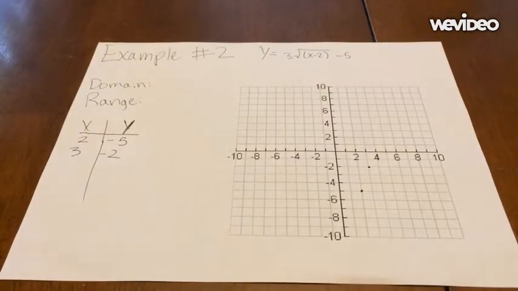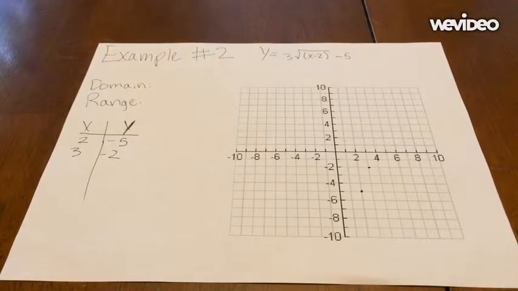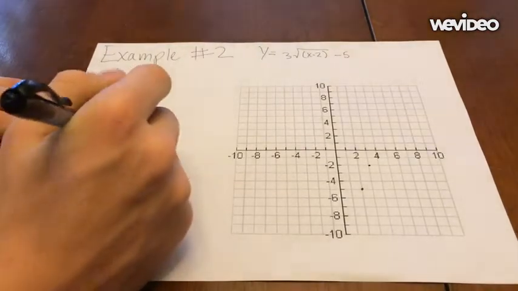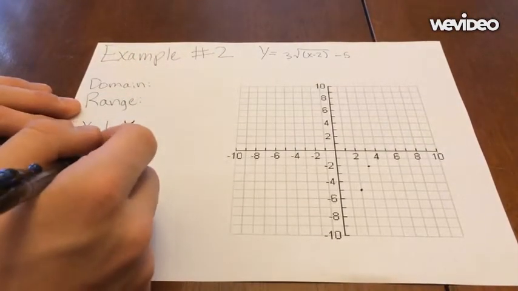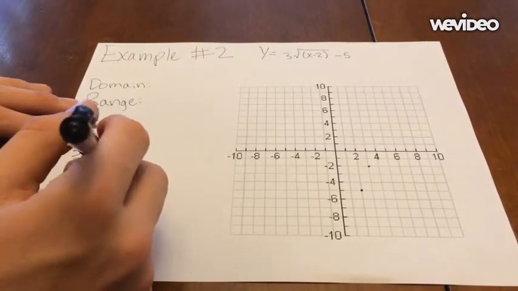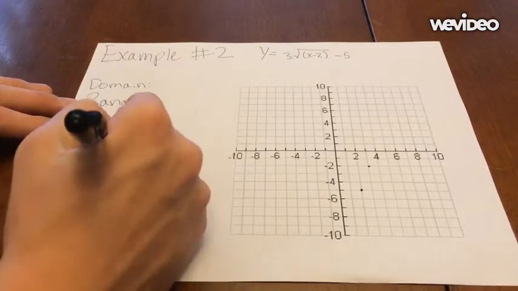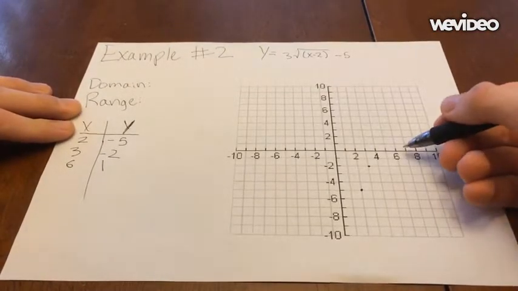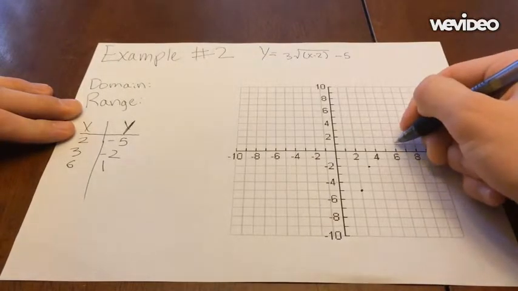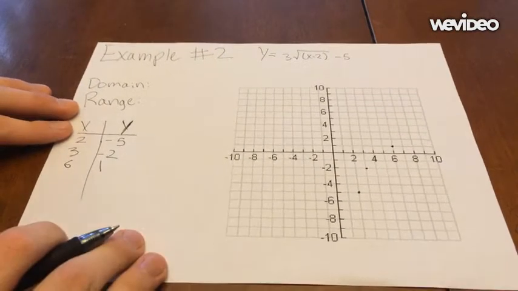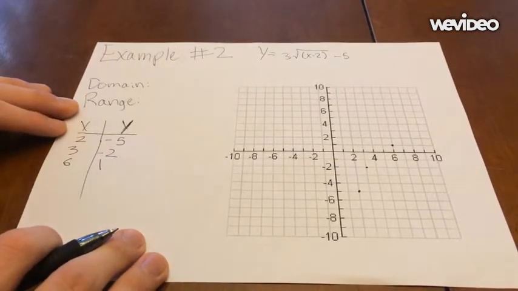Next, we're going to try and get 4 in there. So we're going to start with 6. 6 minus 2 is 4, the square root of 4 is 2, times 3 is 6, minus 5 is 1. So we're going to have 6, 1, right there.